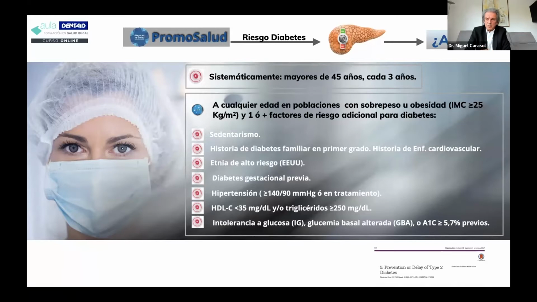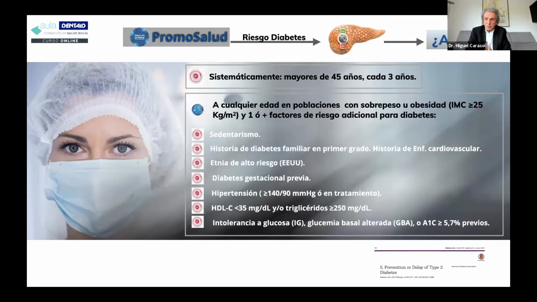we can assess, in the persons who attend the dental office, the chances of suffering, for example, diabetes mellitus. For example, people over 45 years of age. And in all of them, we should do one of the tests we're going to explain afterwards, every 3 years. This is very easy for dentists, especially for us who are periodontists, because periodontal patients and, in general, all persons who attend the dental office have to do so regularly for their checkups.